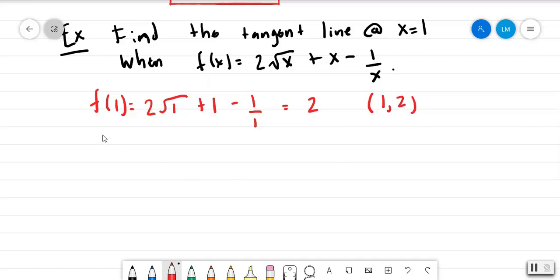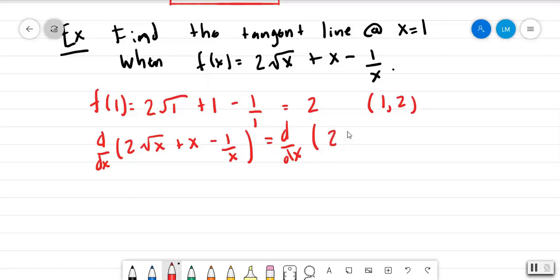The next step is that you need to find the derivative of f of x. So we take the derivative of f of x. So we have 2 times root x plus x minus 1 over x. Now there's a little problem here. We have to say that the square root function has to be rewritten so that we can apply the power rule. So that's 2x to the 1/2 plus x, but then you also have to rewrite 1 over x as x to the negative 1. That way we can apply the power rule.